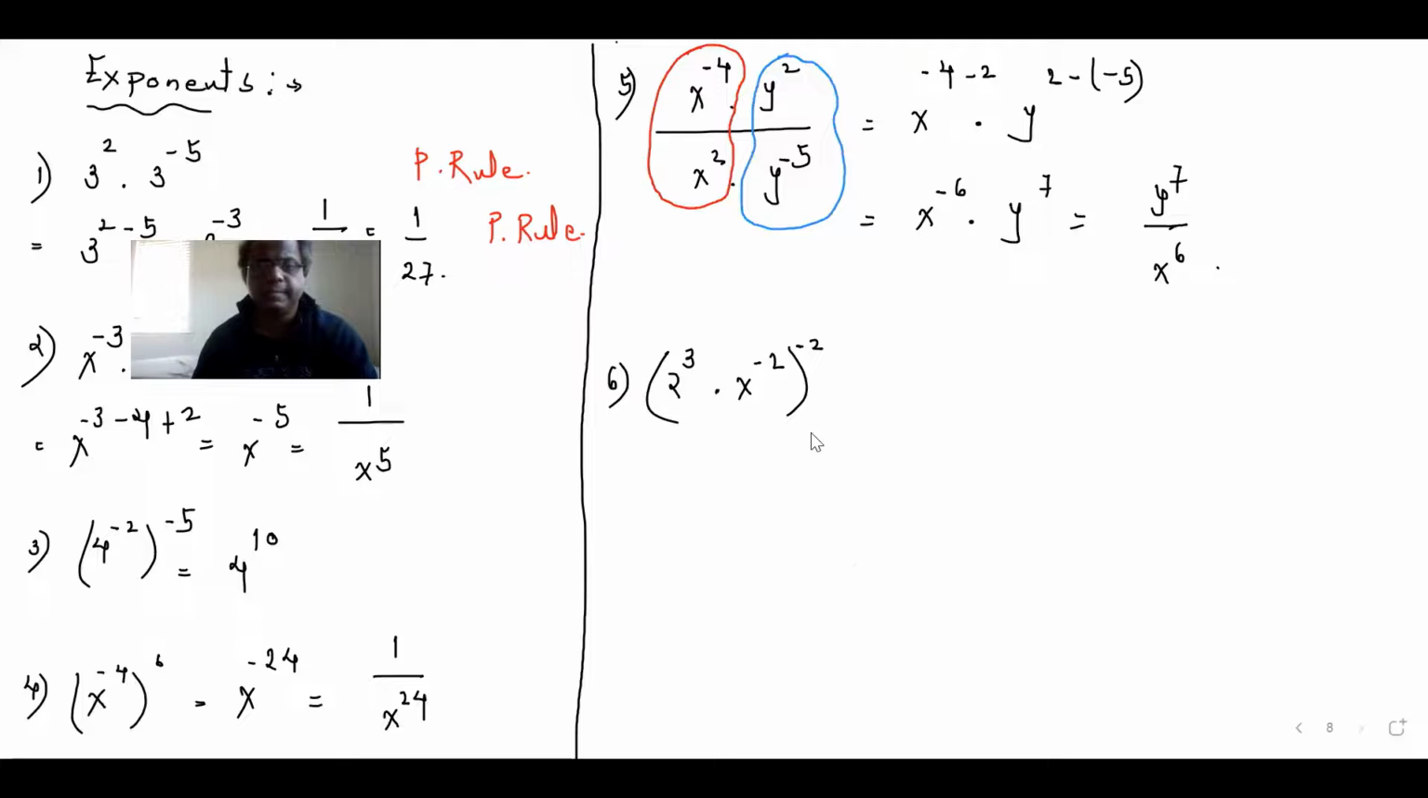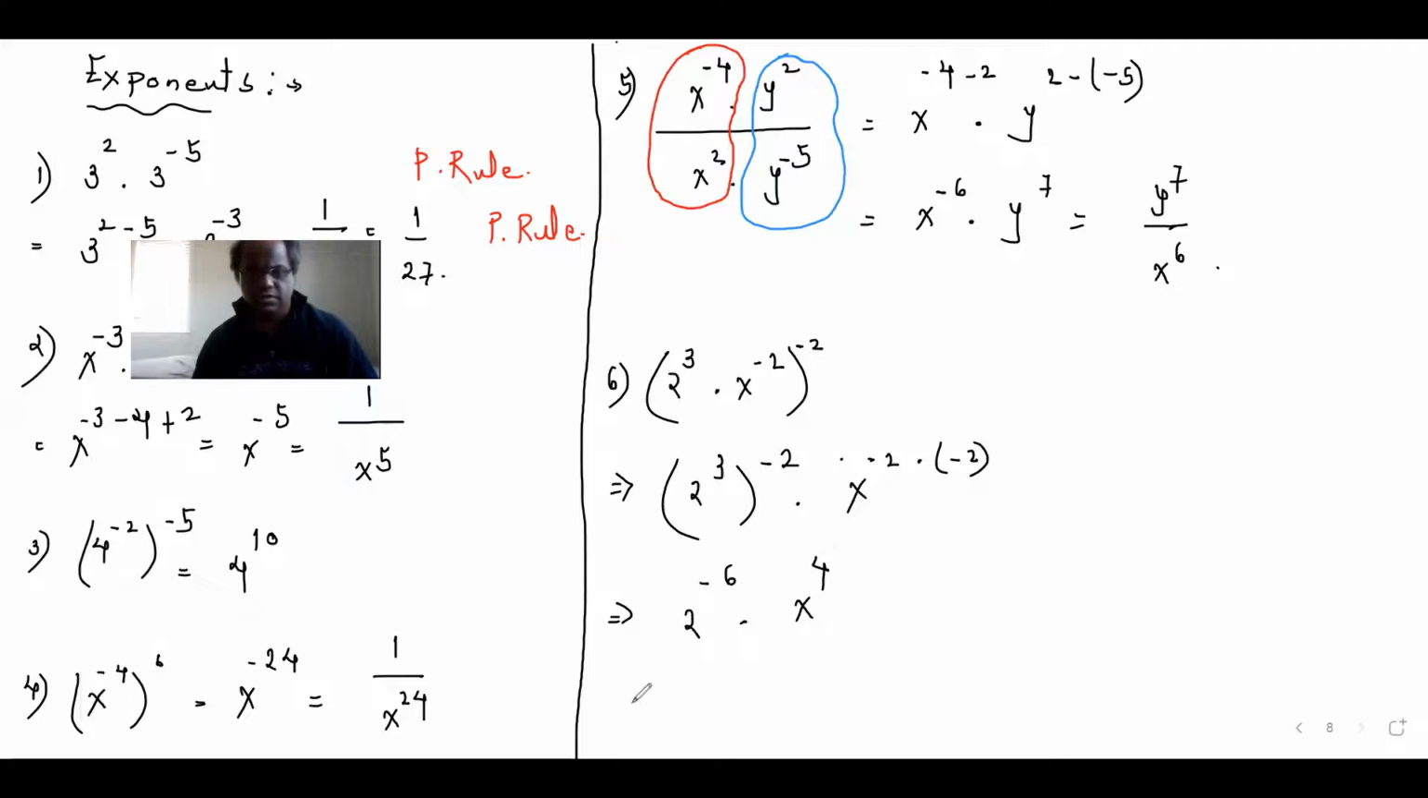All right. This one will be 2 to the power 3 is 2 minus 2. As I told you, no matter how many terms are inside the bracket, everybody will absorb the index minus 2. So this will be 2 to the power minus 6, x to the power 4. This will be x to the power 4 over 2 to the power 6, and if I'm correct, 2 to the power 6 is 64.